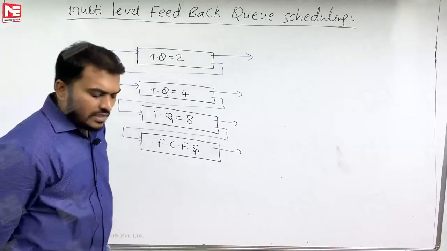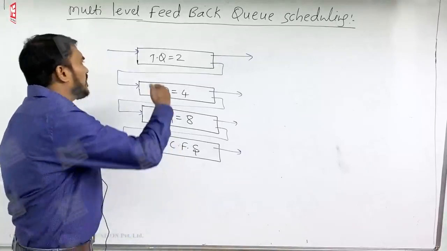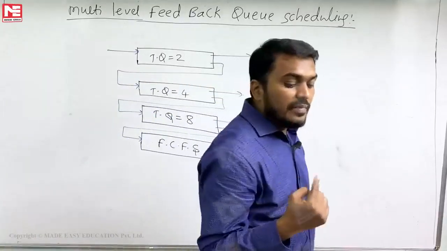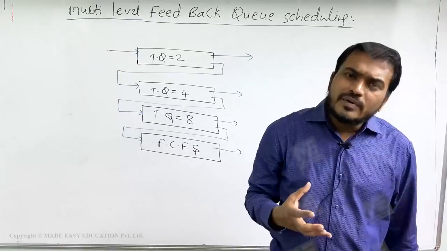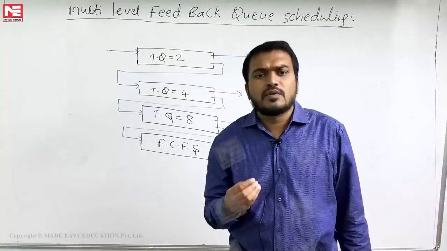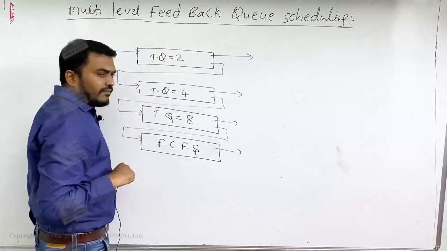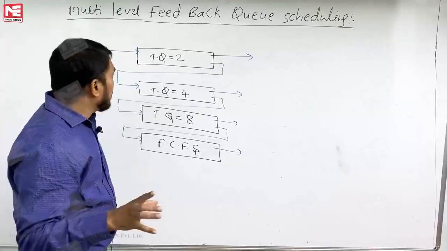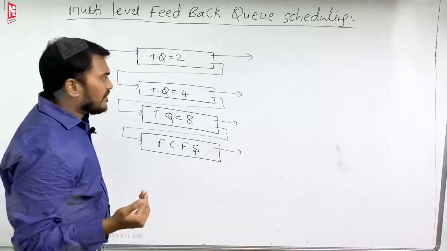Now listen here. In the multi-level feedback queue scheduling algorithm, we are also going to implement multiple ready queues, but the implementation strategy is a little different. We are using round robin scheduling with a gradually increasing time quantum.